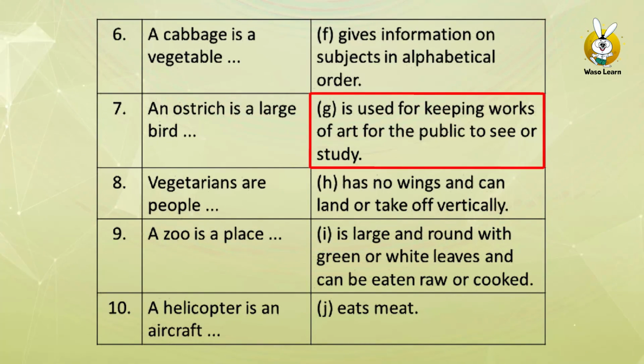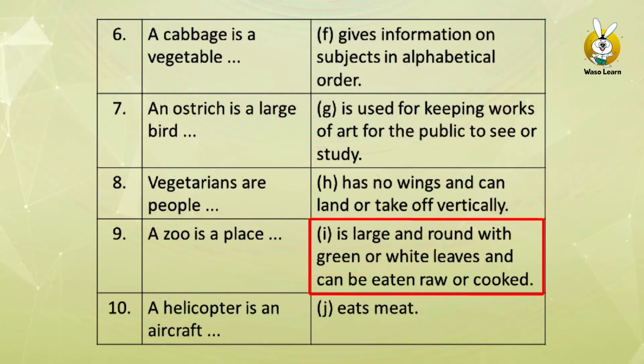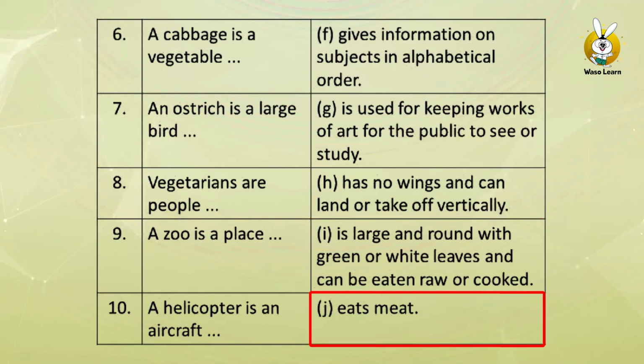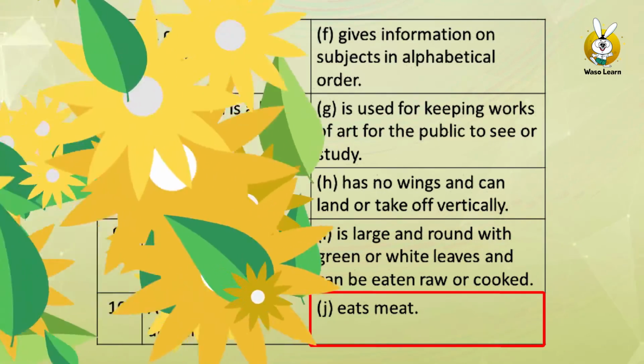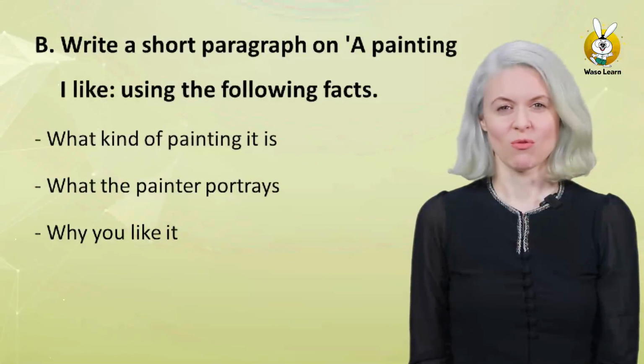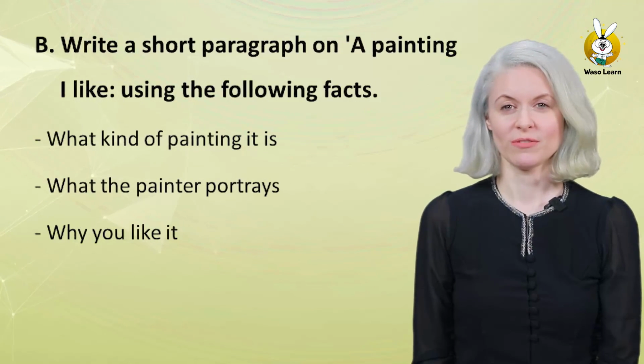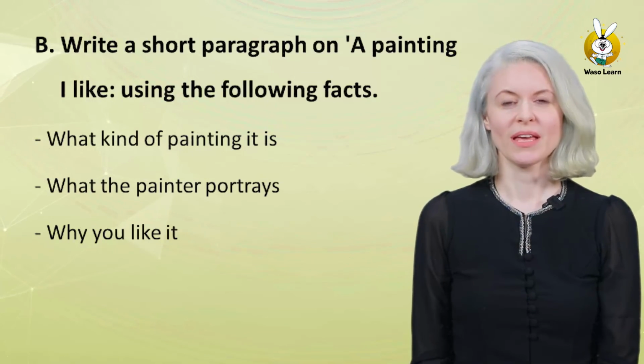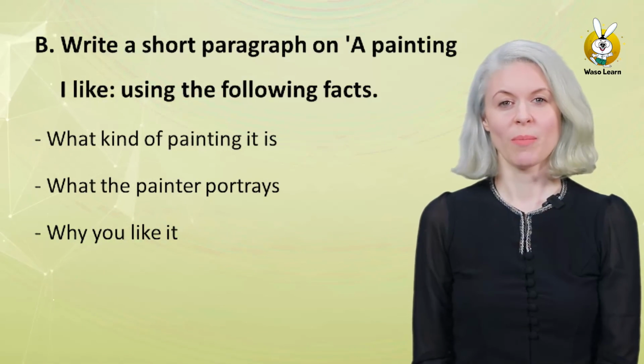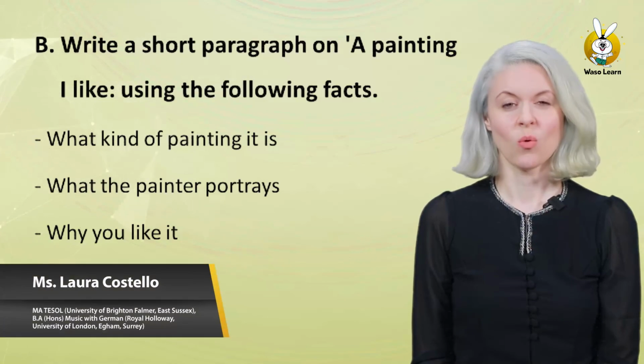G. Is used for keeping works of art for the public to see or study. H. Has no wings and can land or take off vertically. I. Is large and round with green or white leaves and can be eaten raw or cooked. J. Eats meat. B. Write a short paragraph on a painting I like, using the following facts. What kind of painting it is, what the painter portrays, why you like it.